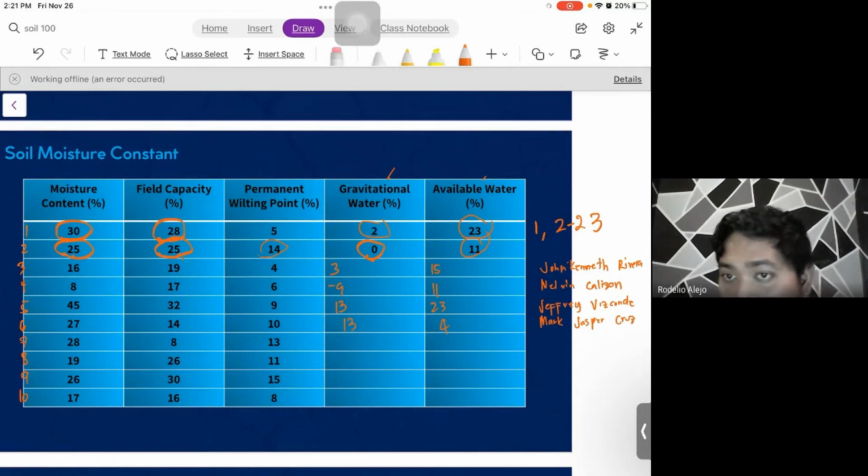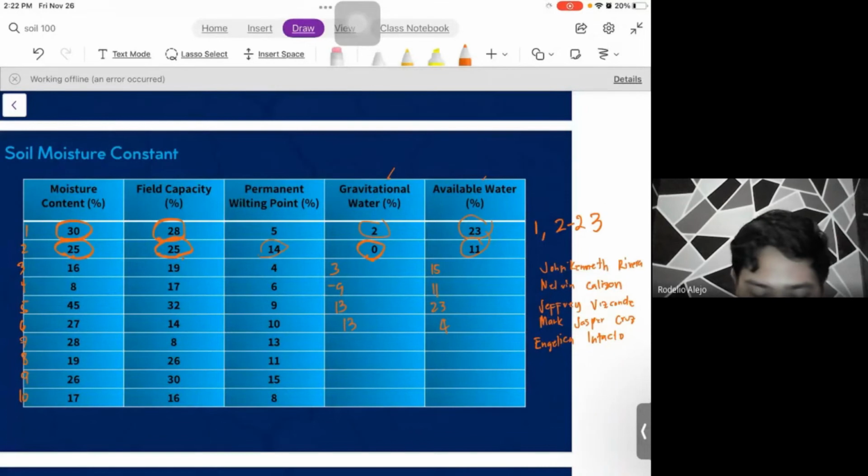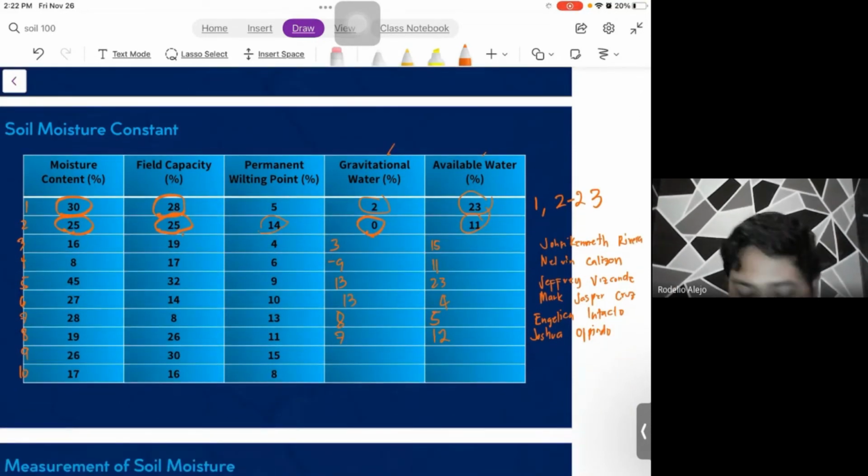So kung sino yung unang nag-chat, ano. So number 7 is si Angelica Intacto, which is 8 and 5. Then number 8 na tayo, si Joshua Olpindo, seven and 12. Then number 9 is John Kenneth Rivera.